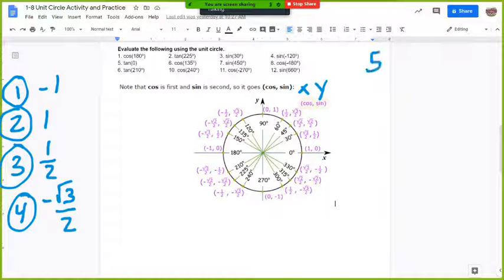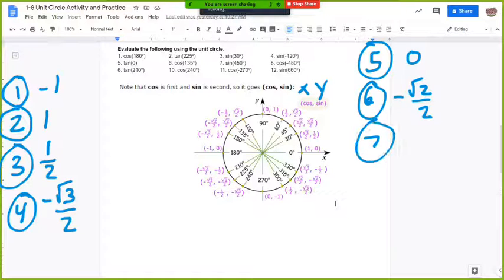Okay, so number 5, tangent of 0. We look at a 0-degree angle and do y over x, which would be 0 divided by 1. So that's just 0. Okay, 6, cosine of 135. Look at 135, and it's going to be the x-coordinate. So it's negative root 2 over 2.